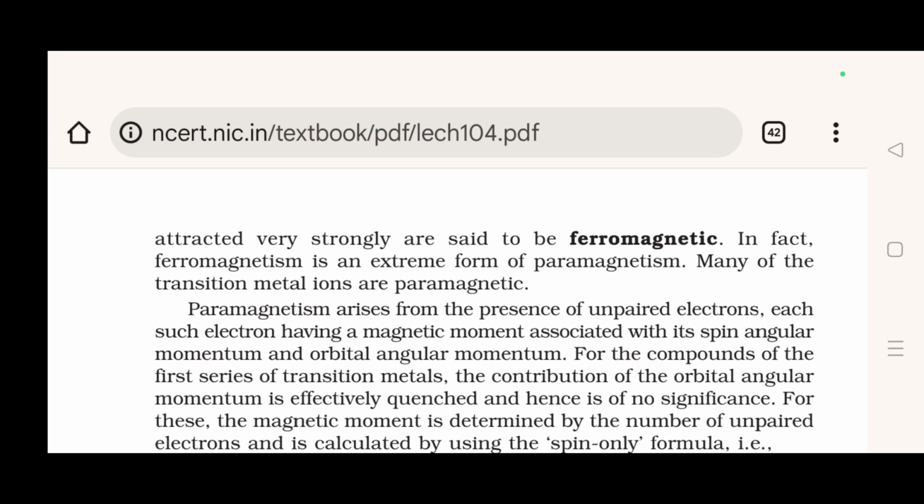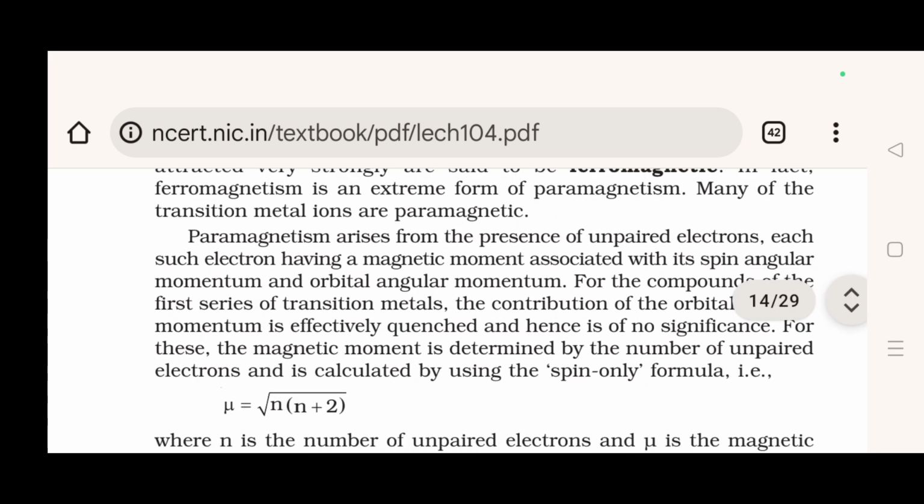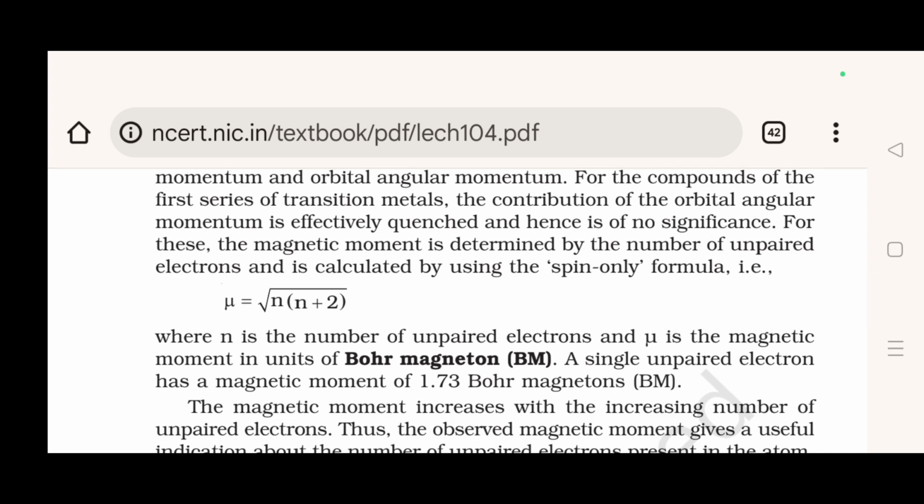Each such electron has a magnetic moment associated with its spin angular momentum and orbital angular momentum. For the compounds of the first series of transition metals, the contribution of the orbital angular momentum is effectively quenched and hence is of no significance. For this, the magnetic moment is determined by the number of unpaired electrons and is calculated using the spin-only formula, mu = √(n(n+2)), where n is the number of unpaired electrons and mu is the magnetic moment in units of Bohr magneton (BM).